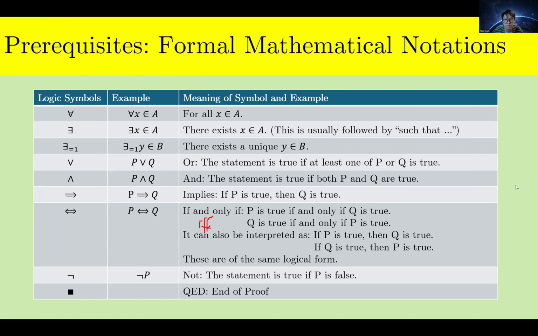So if you try to prove that P is true if and only if Q is true, what you usually do is prove that if P is true, then Q is true, and also prove that if Q is true, then P is true. This is like an AND statement, and both of them need to be correct. The next symbol is not: the statement is true if P is false, and vice versa. And the black square just means end of proof.